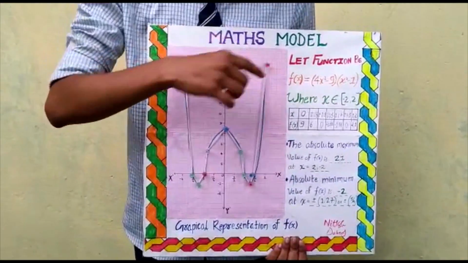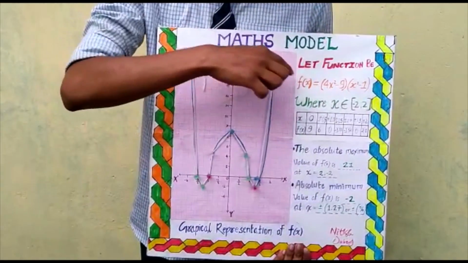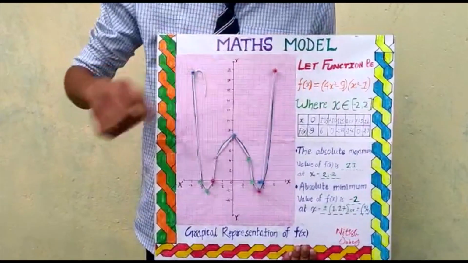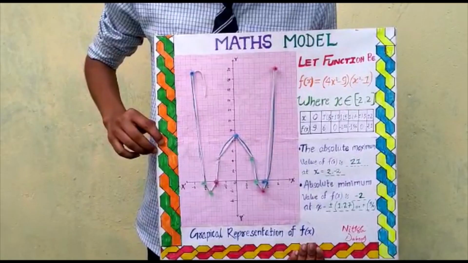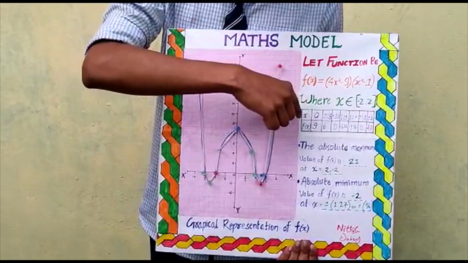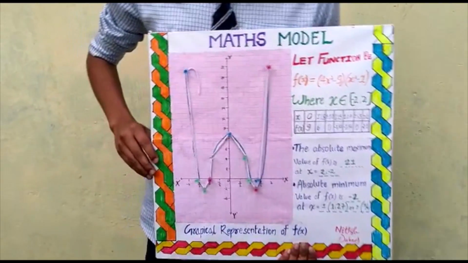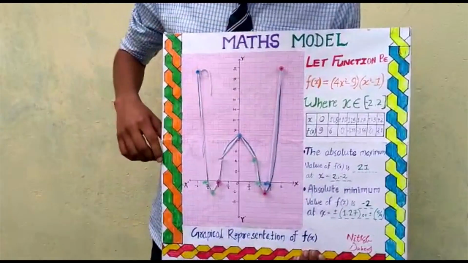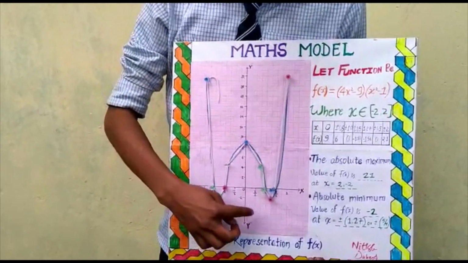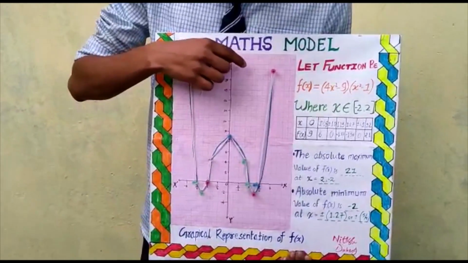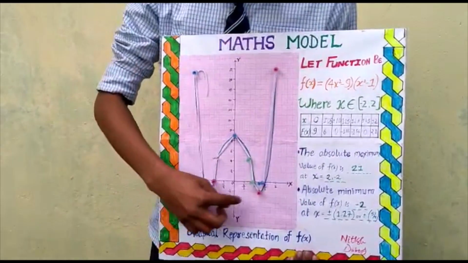My model is based on absolute maxima and absolute minima. So I plotted the graph of the function f(x) = 4x² − 9x² − 1. I had taken some points of this function and plotted the graph of the function. As we know, the maximum point of the graph represents the absolute maxima and the minimum point of the graph represents the absolute minima. So we obtained absolute maxima at this point and absolute minima at this point.